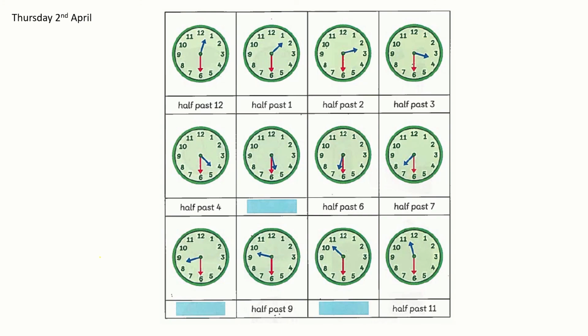Okay, give this a go now then. You can see all these different clocks. Look where the big hand is, look where the small hand is. I'll give you a clue, they're all half pasts. But what are they half pasts? What is the small hand between? Between two numbers, and then you say the smaller number. Pause the video and give it a go.